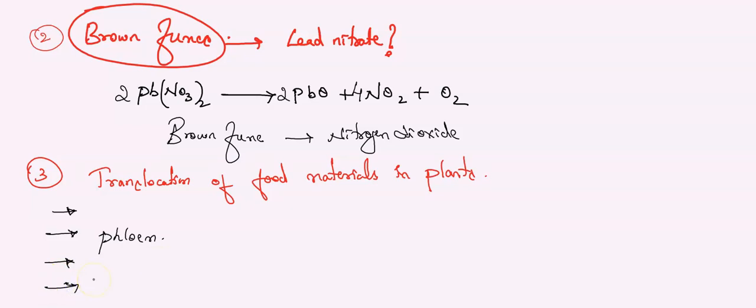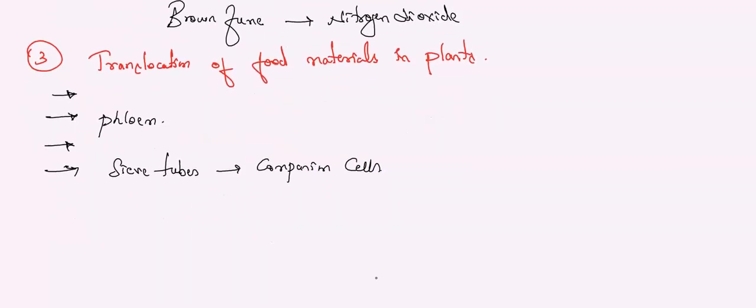Next point, translocation takes place. Remember children, translocation will take place in sieve tubes with the help of companion cells. This process is achieved by osmotic pressure. Osmotic pressure. Got it? Next question.